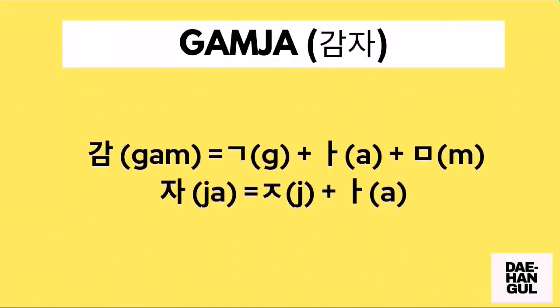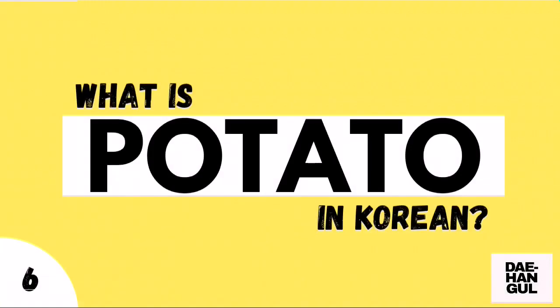How do we write kamcha in Hangul? Let's start with the first syllable, which is gam. First, we need to draw a gya character, followed by an a character, followed by a miyam character. And then for the second syllable, ja, we need to draw first a jiyat character, followed by an a character. And then we just have to combine this to form the Hangul of the word gamcha. And now you already know what is potato in Korean.